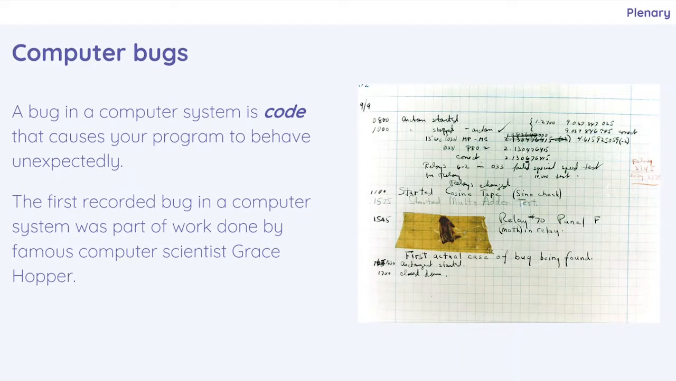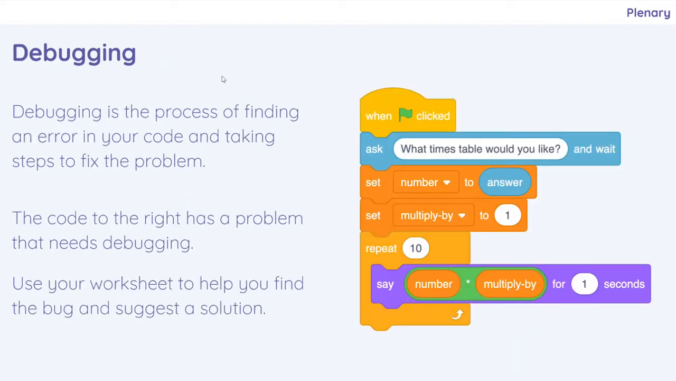But these days, the hardware is so reliable and so efficient, it's going to be something wrong with our coding or programming logic that we need to investigate when it comes to a computer bug. So let's work through this together and see how this works. Debugging is how we go through and find an error in our code and then take the steps to fix the program.